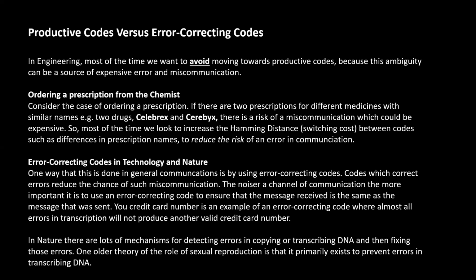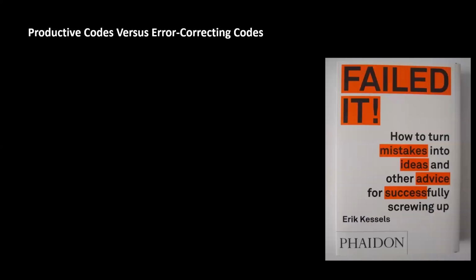As I said, so in nature, we see this already. And one theory of sexual reproduction is that primarily it exists to prevent errors in transcribing DNA, because you have two copies of everything or more. In some species, you have more than two copies. But this can help to prevent errors in transcribing DNA. So now, how does that relate to productive codes? Because I just said that I think that nature involves codes that try to minimize that switching cost. And now I'm saying error correcting codes try to maximize that switching cost.